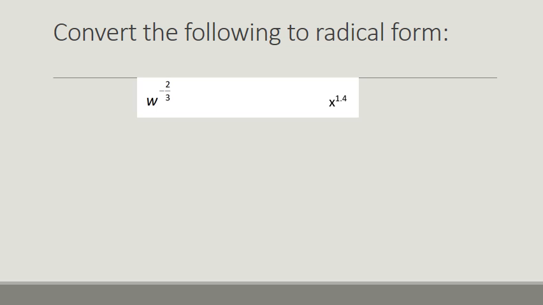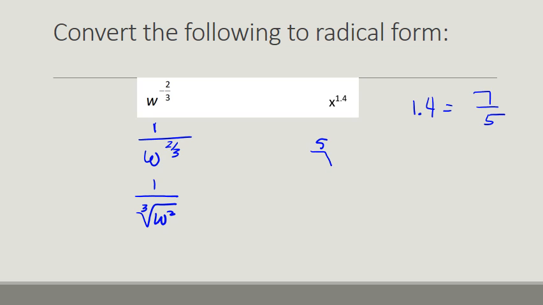So if I'm going to rewrite, because it's negative, we're going to bring this to the bottom, so negative 2/3. Then the 3 becomes the index, and the 2 is the exponent on the W. Okay. X to the 1/4. 1/4 is equivalent to 1 4/10 is equivalent to 7/5. So this becomes the 5th root of x to the 7th.